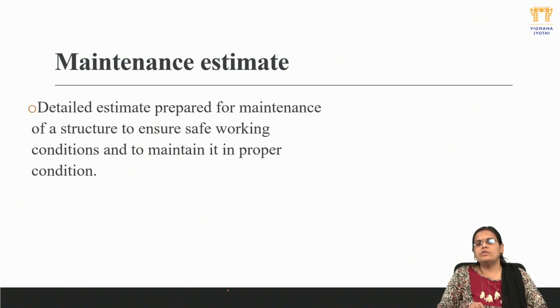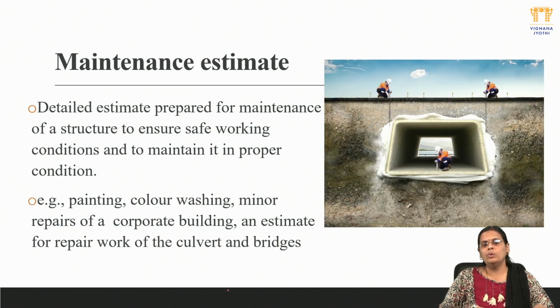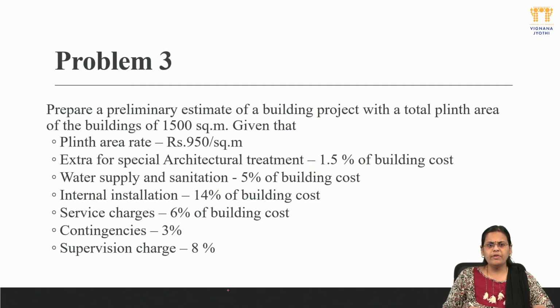So in order to ensure safety and proper working condition of any building, then we have to go for maintenance work periodically. For example, you can take any corporate buildings, shopping malls. There periodically maintenance works are being done, and an estimate which is prepared for this purpose comes under maintenance estimate, and this estimate is also a type of detailed estimate. And you can even do maintenance work for maintaining culverts and bridges on your highways. Fine.